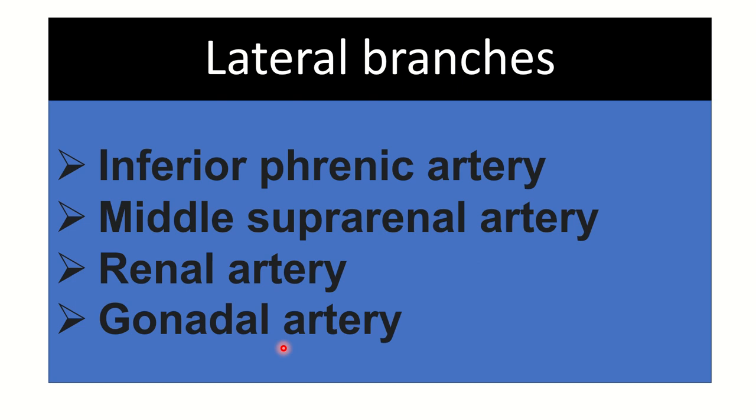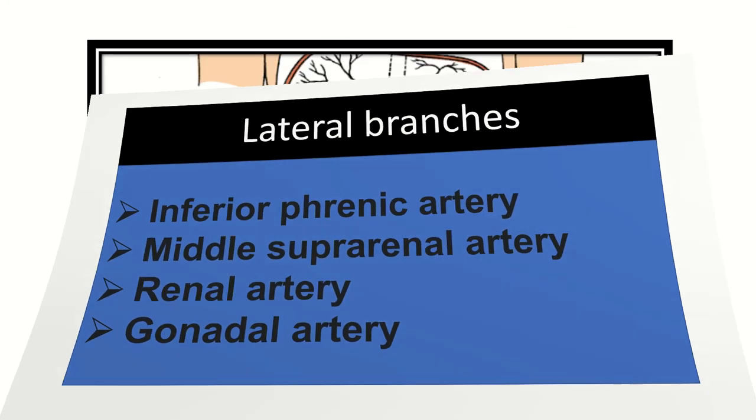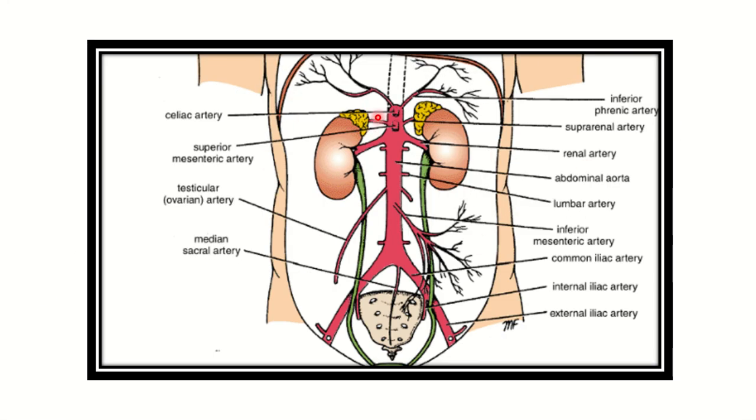Now let's see these branches in the picture. In this picture we can see the different branches. First, these two branches are the inferior phrenic arteries. Then just below it is the suprarenal artery, which is the middle suprarenal artery. Below this is the renal artery, and finally the lower part is the testicular artery or ovarian artery, that means the gonadal artery. So these four pairs of branches are the lateral branches of the abdominal aorta.